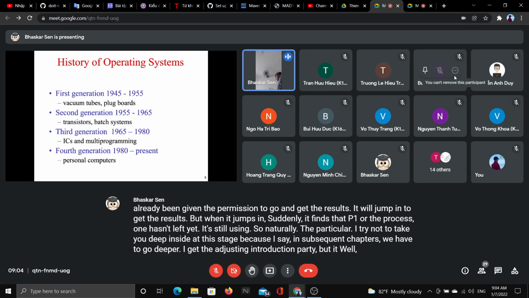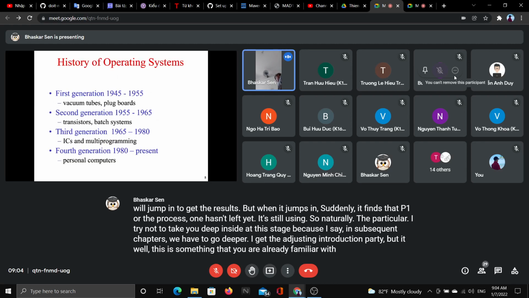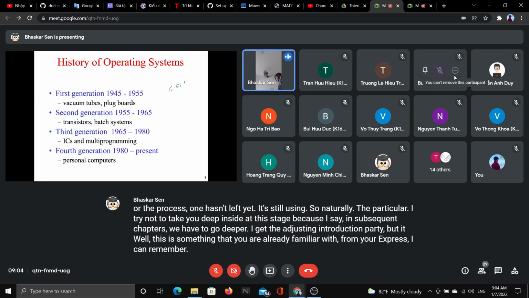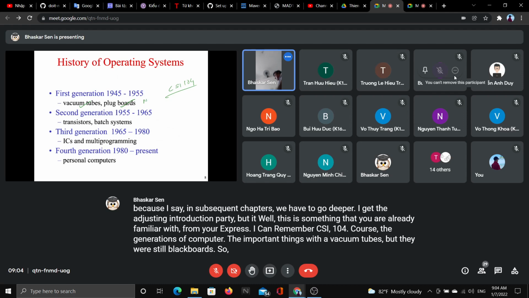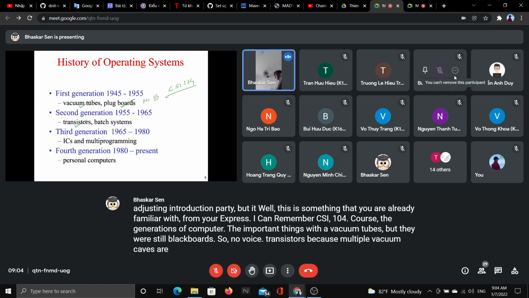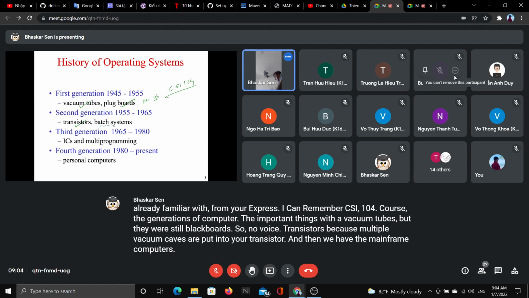Well, this is something that you are already familiar with from your, as I can remember, CSI 104 course. The generations of computers. The important things were the vacuum tubes, but they were still plug boards. So, no OS. Then transistors, because multiple vacuum tubes were put into a transistor. And then we had the mainframe computers or batch systems. This is the OS; the first OS was the batch system.